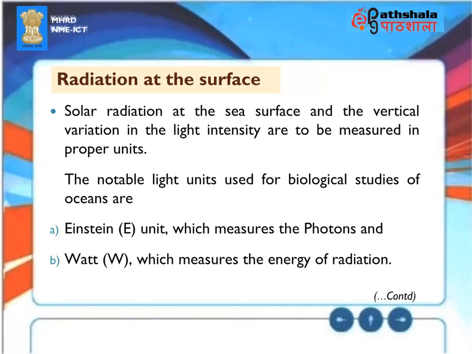Radiation at the surface. Solar radiation at the sea surface and the vertical variation in the light intensity are to be measured in proper units. The notable light units used for biological studies of oceans are Einstein (E) unit, which measures the photons, and Watt (W), which measures the energy of radiation.